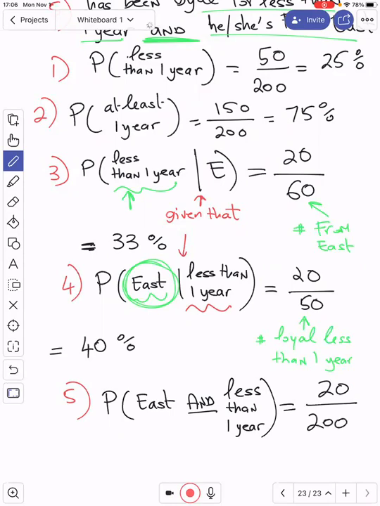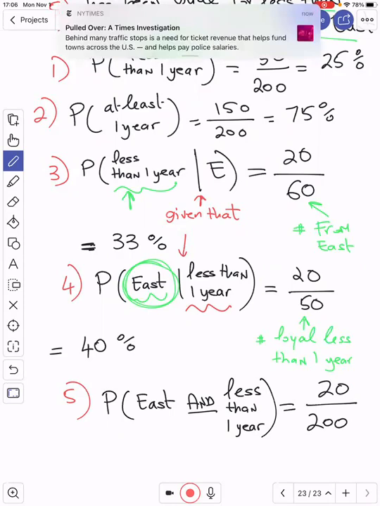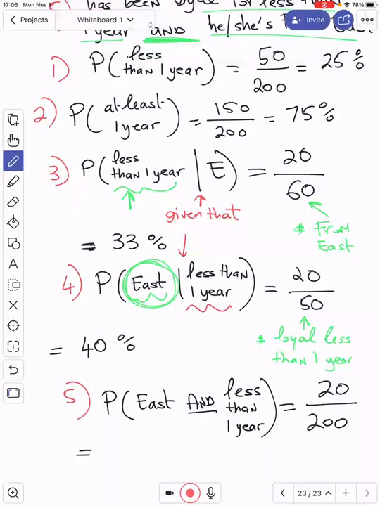Because again, the customer here is a random customer. We don't know if he's from the East or he has been loyal for less than 1 year, etc. Right? So we don't know anything about the customer. So it's just a random customer. So it's the size of the sample. So the sample would be the 200, all the customers. So that's 20 over 200. That's 1/10. And 1/10 is just 0.1, which is of course 0.10, and that's 10%. So number 5, actually the answer is 10%.